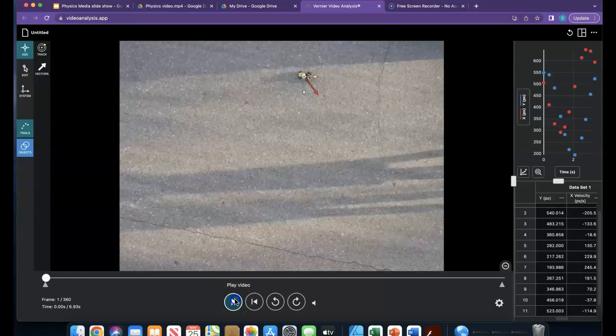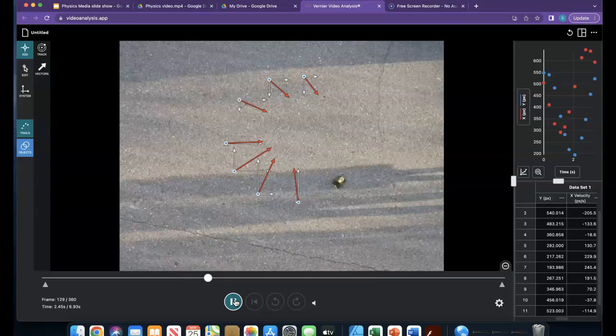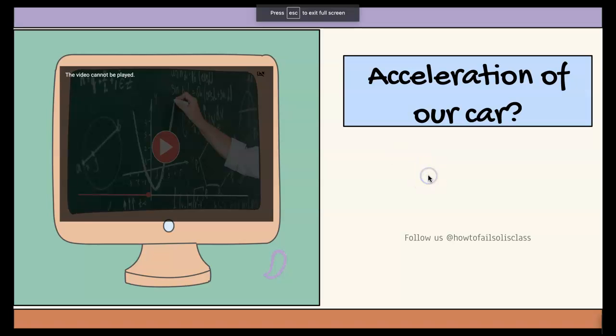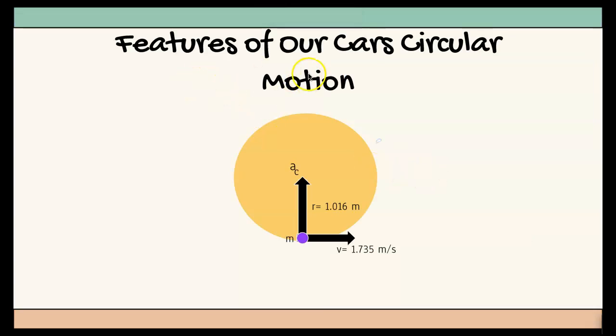we use the same footage and analyze the direction of the car, the time, and take the information from our velocity. And as you can see, the video analysis shows the acceleration of the car constantly pointing internally. So we plug all of our information in for our features of circular motion. Our radius is 1.016 meters. Our velocity is 1.735 meters per second, and now we just need our acceleration.